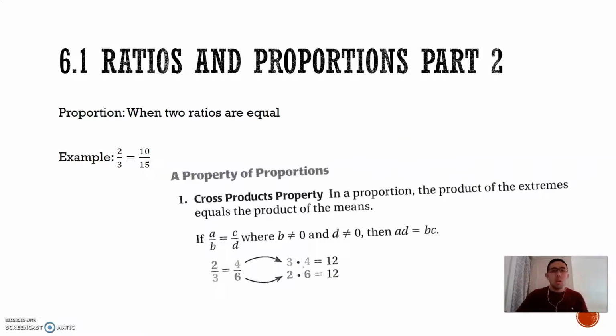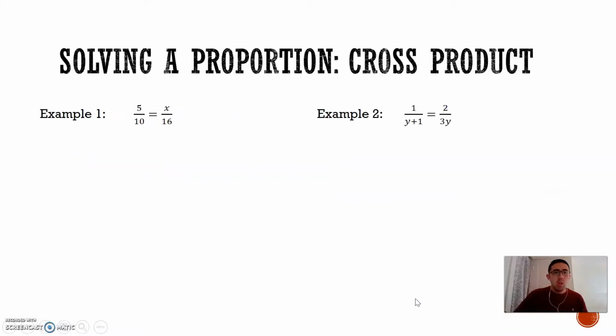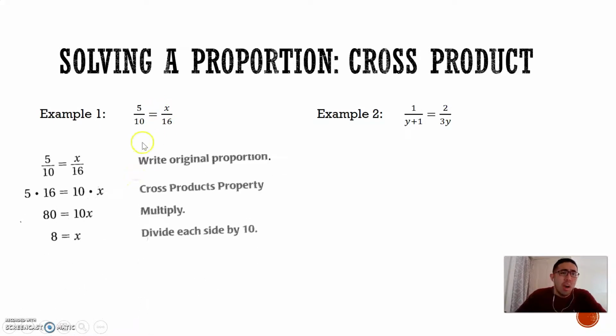Now, how am I going to apply that when I solve for proportions, okay? So if I have this proportion, 5 over 10 is equal to x over 16, and I want to know, okay, what is x? Now, the way they did this is a little slow. I technically would change this to 1/2, but this is the way your book does it, okay?